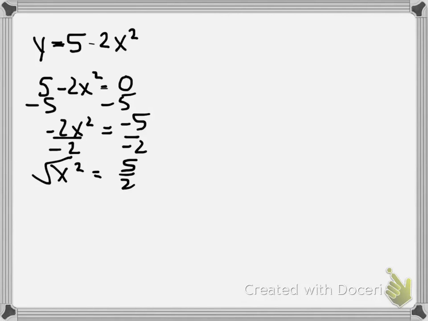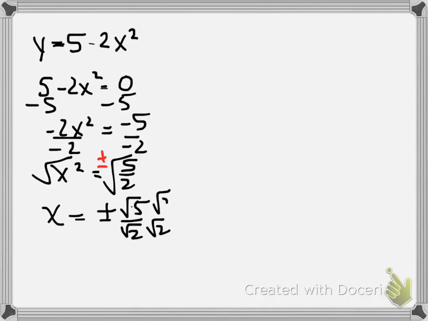Divide both sides by negative 2, and we get x squared equals positive 5 halves. So when I take the square root of both sides, don't forget when you take the square root of a variable, you have to write plus or minus. And then we're going to get x is equal to plus or minus, and then we're going to have to work with this radical 5 over radical 2. So we're going to rationalize the denominator by multiplying top and bottom by radical 2. And we get x is plus or minus radical 10 over 2.